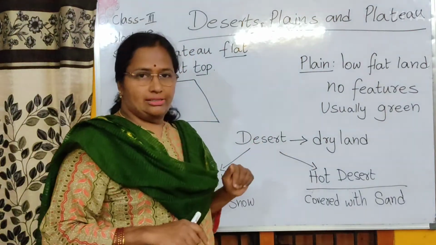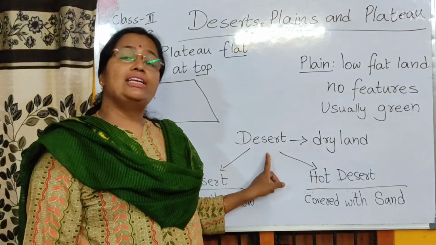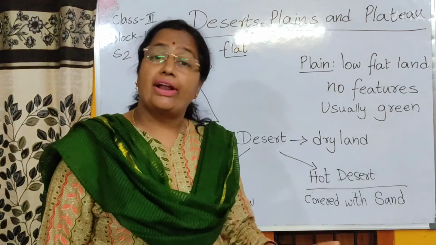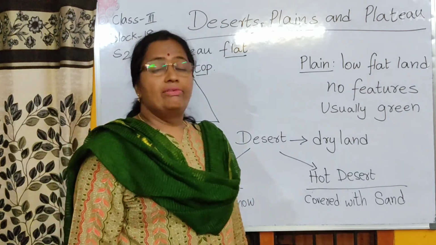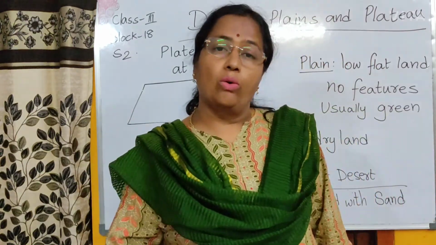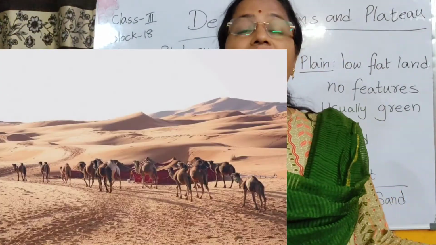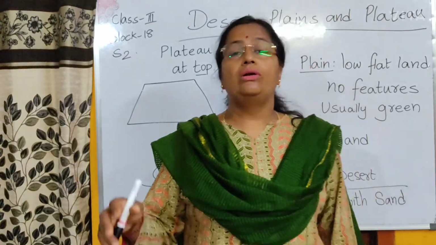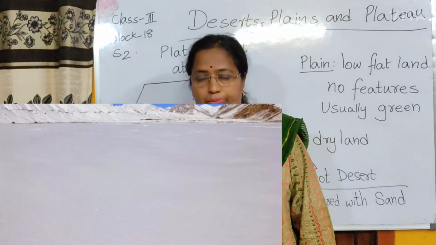Now we come to deserts. What is a desert? A desert is a dry land. We have two types of deserts. One is hot desert and one is cold desert. Hot desert is covered with sand, whereas cold desert is covered with snow.